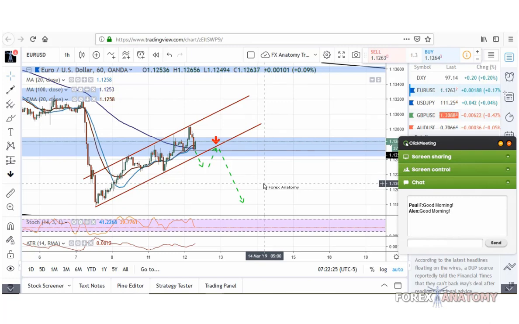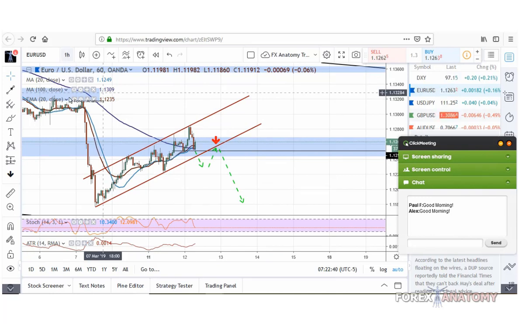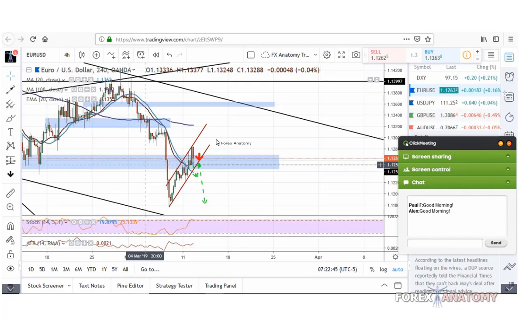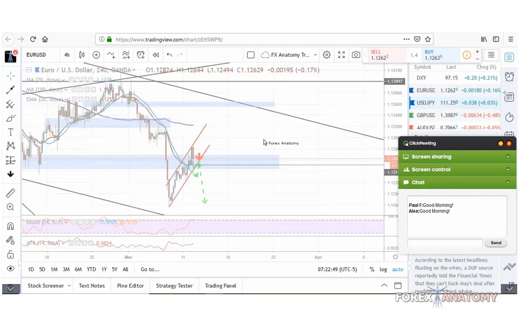Now, with that said, do we have any questions about the Euro USD before we move forward? I know we have to hurry up and talk about our next currency pair. But if we don't have any questions about the Euro, then we can definitely move forward and talk about our next currency pair, which is the US dollar Japanese yen. What I'm going to do is go to the pair right now.